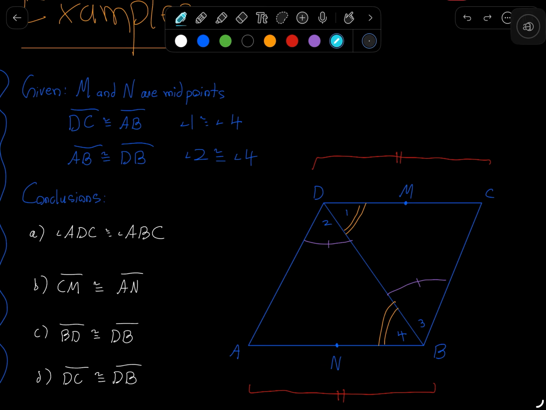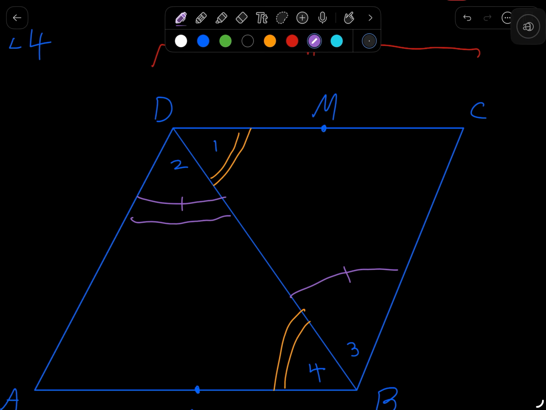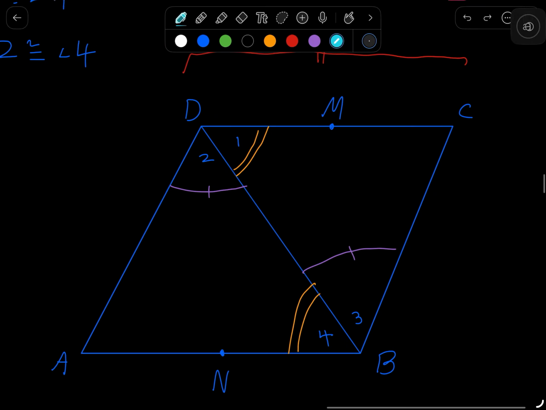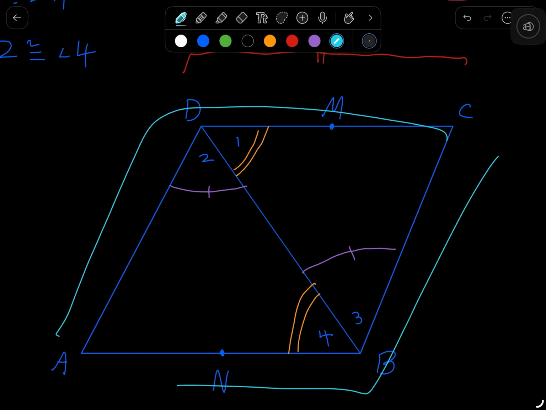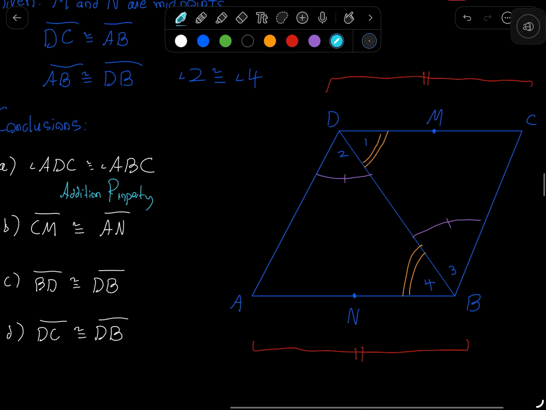What property can we use to prove that? Well, here we have these angles: the purple and orange angles. At least the purple angles are congruent to each other, and the orange angles are congruent. If you're trying to prove that this entire angle is congruent, you could just add those two. So this is a classic example of the addition property, because you're adding congruent angles to give you congruent sums.